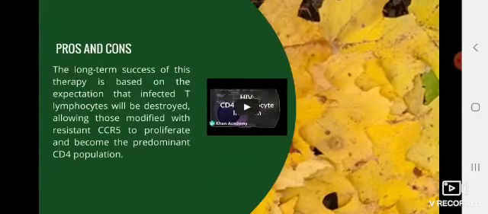The long-term success of the therapy is based on the expectation that infected lymphocytes will be destroyed, allowing those modified to resist CCR5 to proliferate and become the predominant CD4 population.